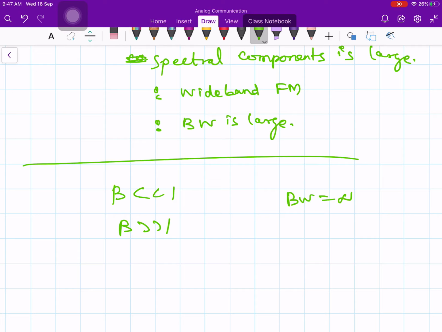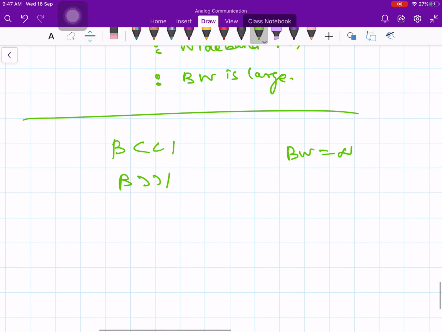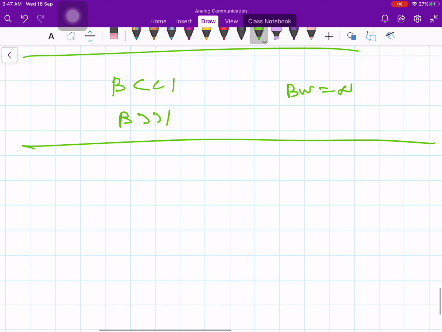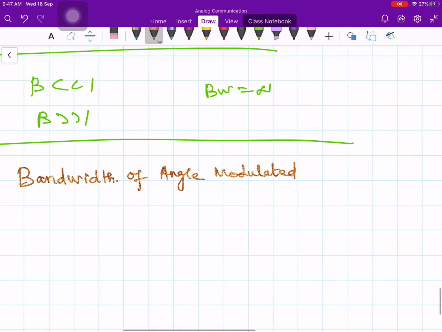So based on this fact, we need to define the bandwidth in a particular way, and then come up with a quantitative figure for the bandwidth. How do you do that? Let us see. The next one is, quantitatively, let us define the bandwidth by using some approximation. That's all. Bandwidth of angle modulated signal. When I say angle modulation, it includes both FM and PM. No need to do the analysis separately for PM from AM.